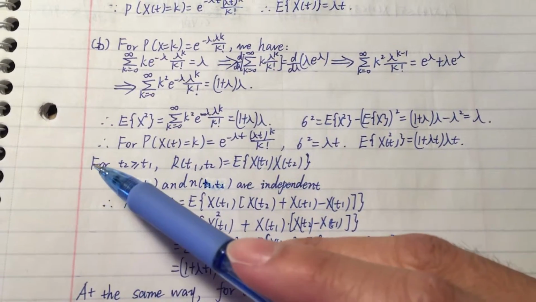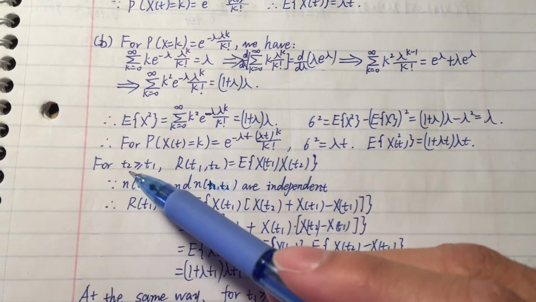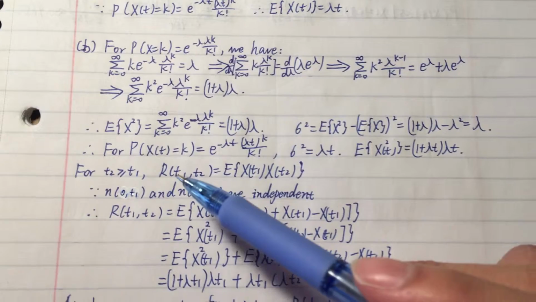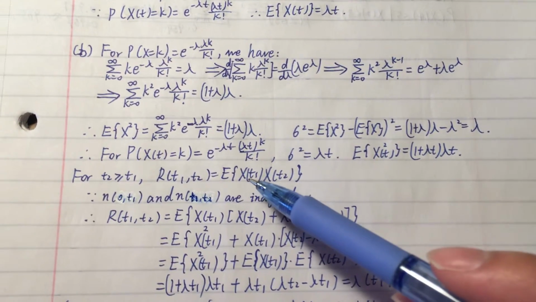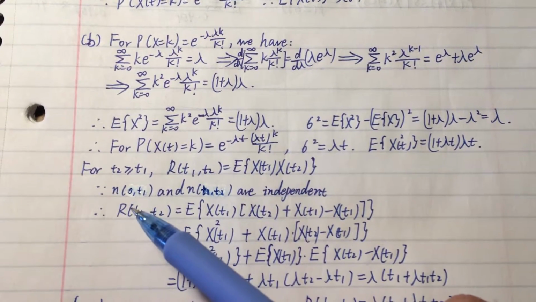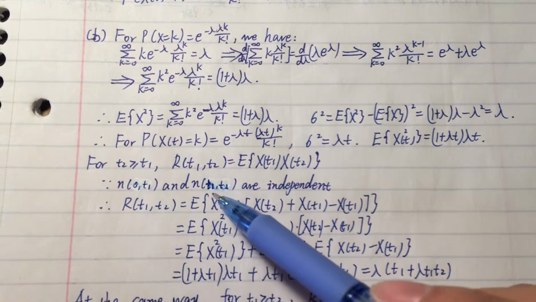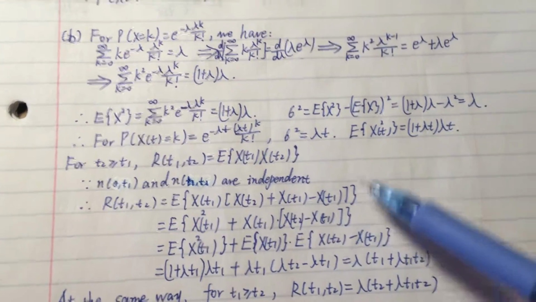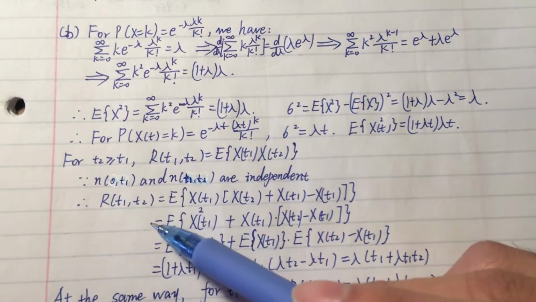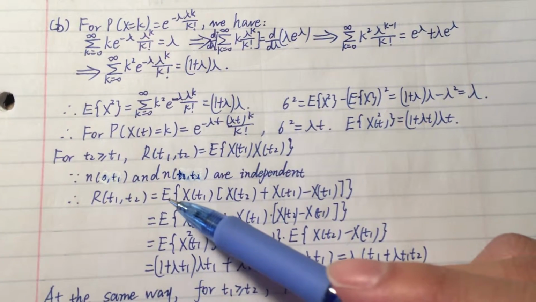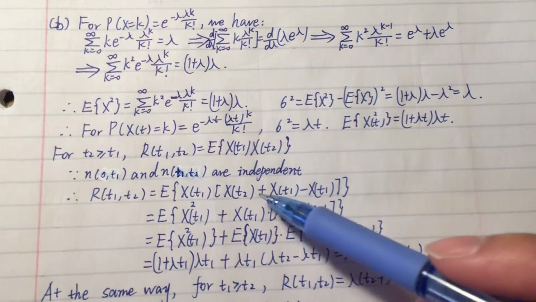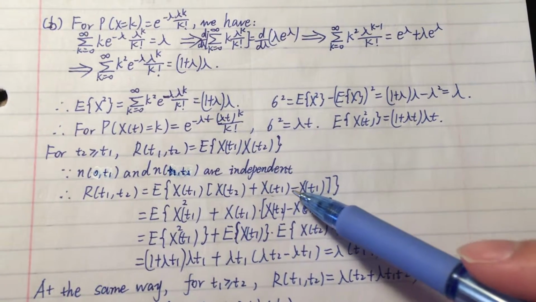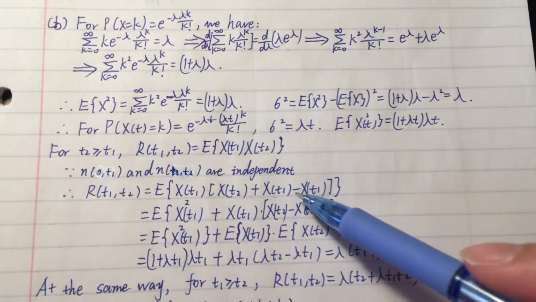So we can get, when t2 is larger than or equal to t1, the autocorrelation equals the mean of X(t1) times X(t2), and because N(0, t1) and N(t1, t2) are independent, we can do some steps and we can get the autocorrelation equals the mean of X(t1) times X(t2), and because this one can be cancelled, it doesn't have any effect on the final results.